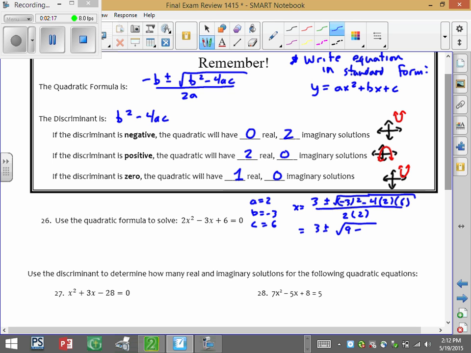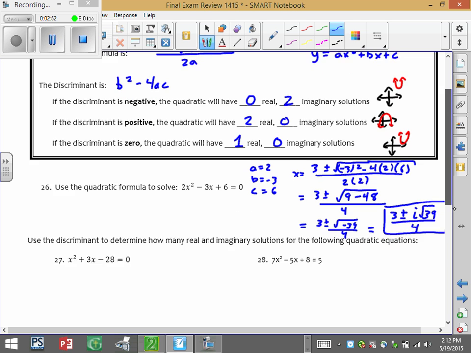So 3 plus or minus, it'll be 9, 4 times 2 is 8, times 6 is negative 48, and then we're over 4. And then very quickly, 9 minus 48, so we'll end up with 3 plus or minus the square root of negative 39 over 4. We can't break down 39 beyond 3 and 13. So we have 3 plus or minus, but I can pull that i out. End up with 3 plus or minus i root 39 over 4.